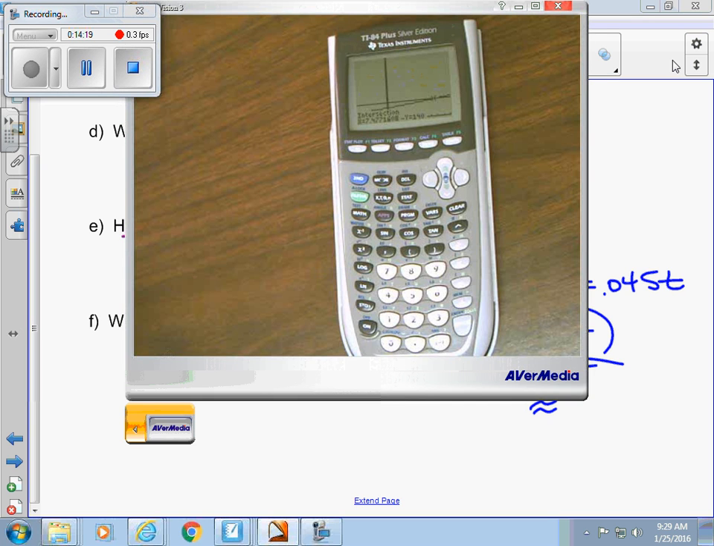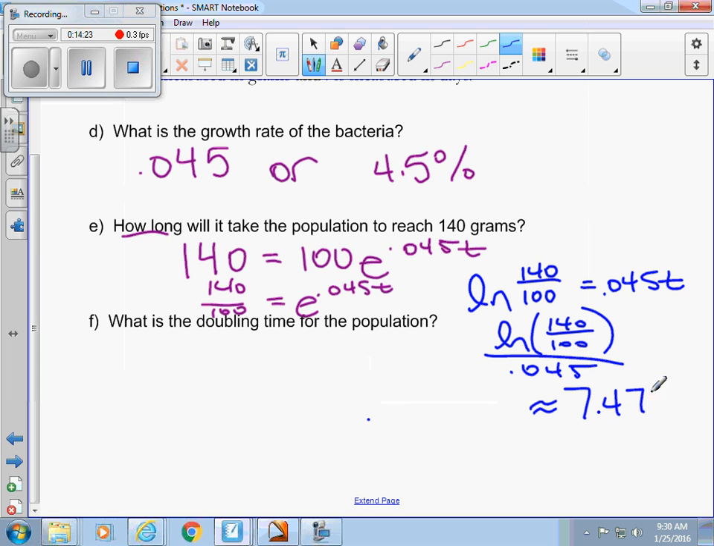Again, when I do things by hand, I'm not trying to replace the calculator. I'm trying to give us a backup plan for when the calculator doesn't help. Okay, any questions about that?